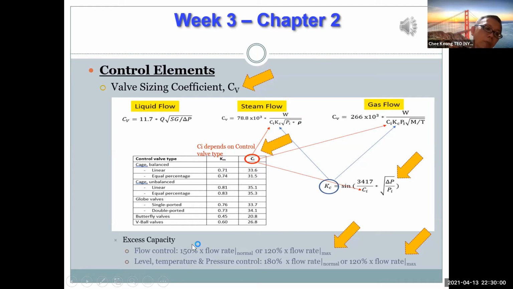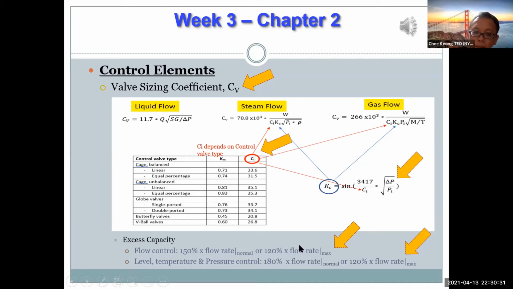Now, as I mentioned just now, when we size the valve, we always provide some extra measure. And this extra measure is to oversize it, because there's a tendency that the pipe might burst, the valve might burst, so therefore we over-design it purposely. So for flow control, usually we over-design by 150%. So instead of 100%, we use 150%. That is, you multiply by 1.5 times.